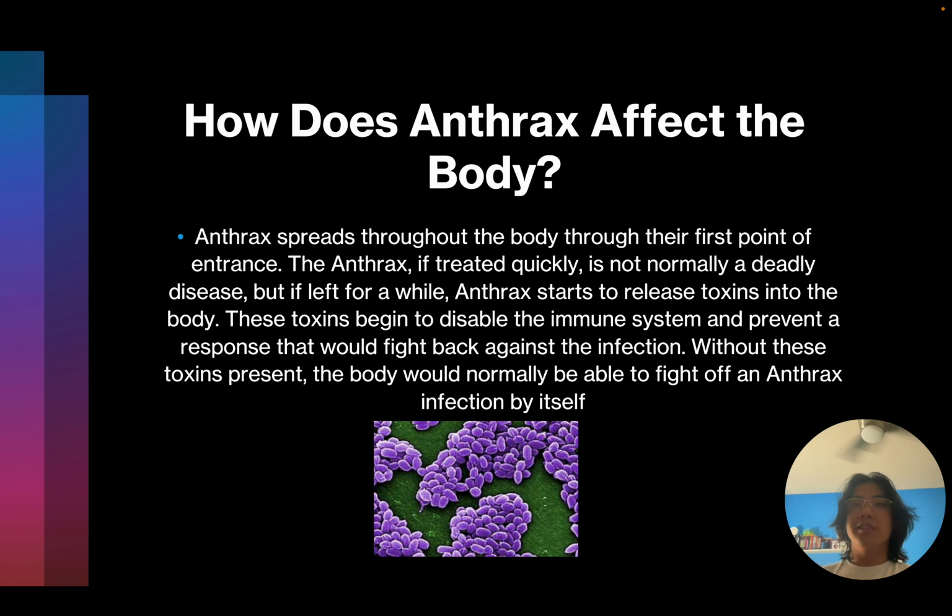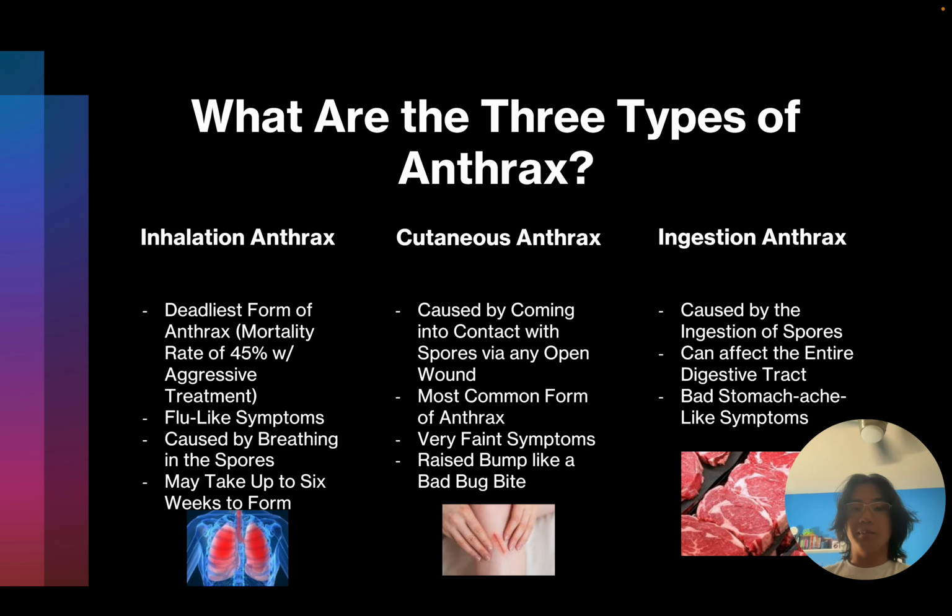So there are 3 ways for the anthrax spores to enter the body. These are through the mouth, or through the lungs, through the air, through a cut in the skin, or through the ingestion of it. So if you breathe in the spores, this causes anthrax, inhalation anthrax. This is the deadliest form of anthrax with a mortality rate of 45%, even with aggressive treatment. It has flu-like symptoms, is caused by breathing in the spores, and may take up to 6 weeks to form. So this means that even if you are exposed to spores, you might not know it or might not face symptoms of it until after 6 weeks.